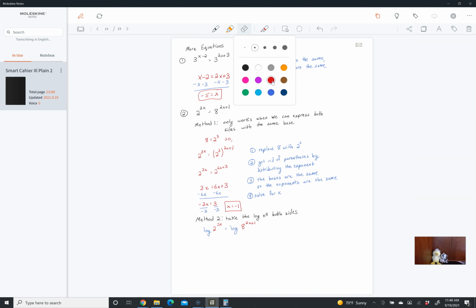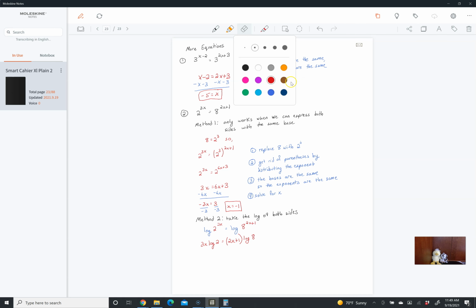Now we apply the power property, just like before. So when we apply the power property, we have 3x times the log of 2 is equal to, and it's really important, this has to go in parentheses. Otherwise, it looks like you're only multiplying the log by 1 as opposed to 2x plus 1.